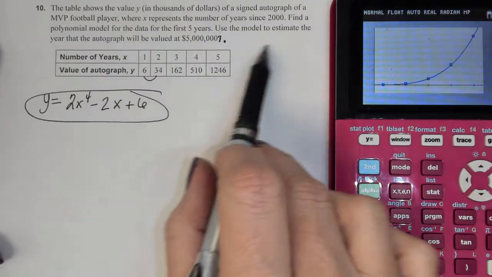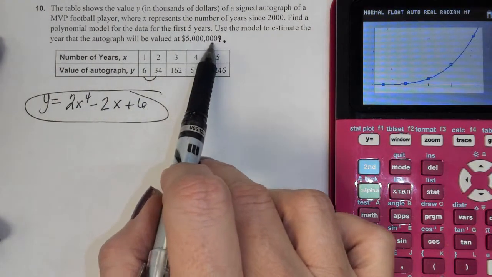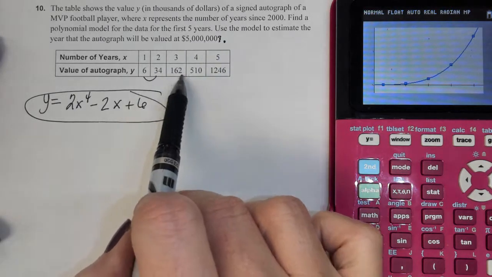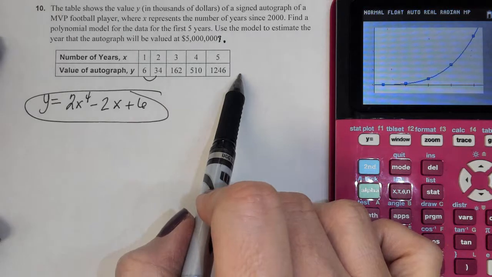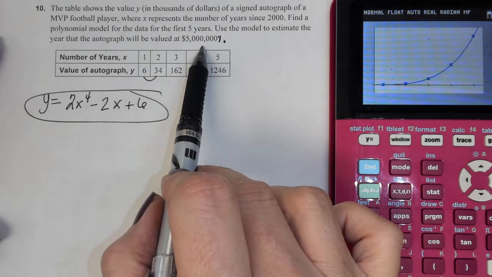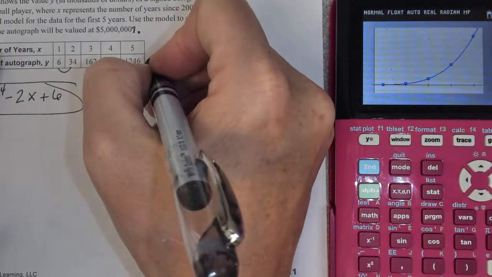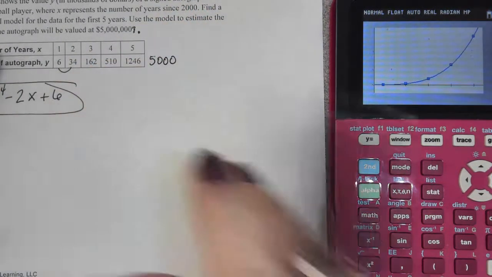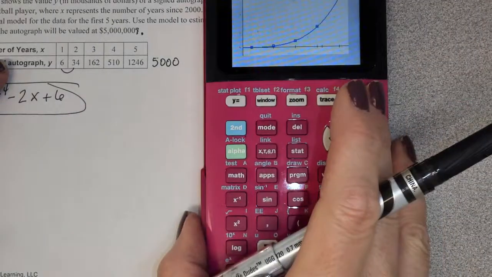Now, if it says to use the model to estimate the year that the autograph will be valued at $5 million, but these are in thousands, what am I really looking for? Not 5 million, but what? How many thousands are in 5 million? 5,000. Close. 5,000. Because if I multiply this by 1,000, I get 3 more zeros, and that's 5 million.